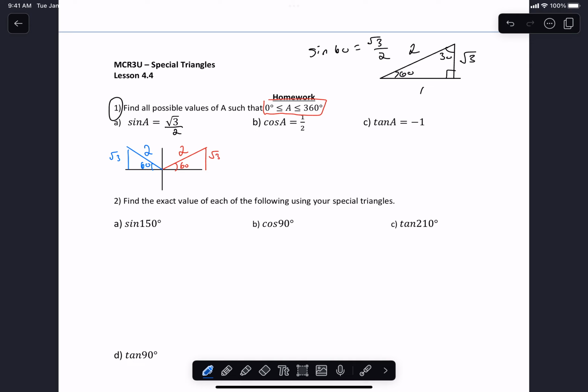So what are my two values of theta? Or angle A, I suppose, as they've written it. There's two answers for these questions. One of them, angle A can be 60 degrees. That's the easy one. What else? Gabe: Angle A can also be 120.